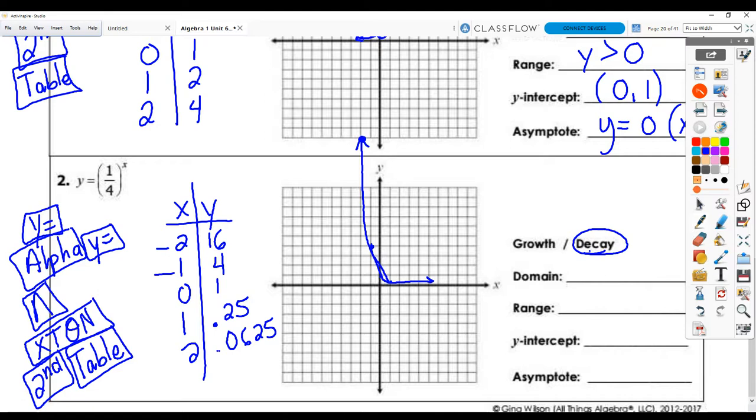So the domain is from left to right. There's an arrow on both ends, so it is all real numbers. So that capital R with the extra line through it could be all real numbers. Range is from the bottommost point to the topmost point. It levels out there. There's a limit on the bottom. All the y values here are greater than 0. The y-intercept is the point 0, 1. And the asymptote is the line it's almost touching, but it never actually touches. In this case, again, it's the x-axis, which is y equals 0, also known as the x-axis.